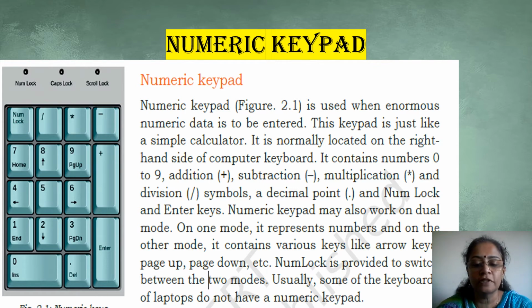Usually some keyboards or laptops do not even have a keypad, but a standard keyboard has a numeric keypad. Now, as I told you, the numeric keypad works in dual mode. So if you want to use either of the modes, you will have to switch numlock off and on. In one mode you can use it as number keys, in the other mode you can use it as the arrow keys or the page up, page down keys. So this is the function of the numeric keypad.